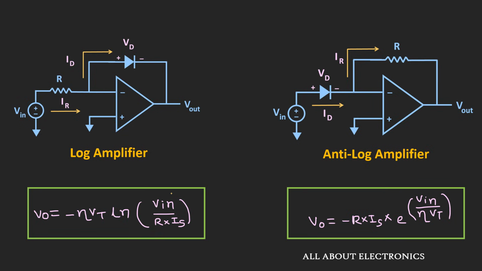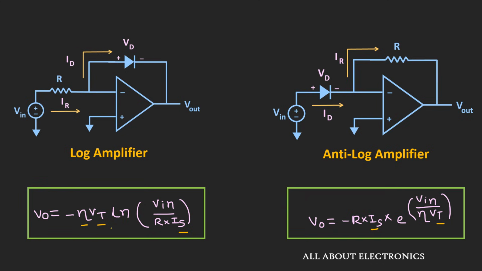So here are the two expressions for the log and the anti-log amplifiers, and as you can see over here, the output voltage Vout also depends on other factors like the ideality factor eta, the thermal voltage Vt, and the reverse saturation current Is. Now like I said before, this reverse saturation current and the thermal voltage are temperature dependent parameters, so with temperature they will change. Now we will talk more about these two factors at the later part of the video, but before that, first of all let us talk about this ideality factor.